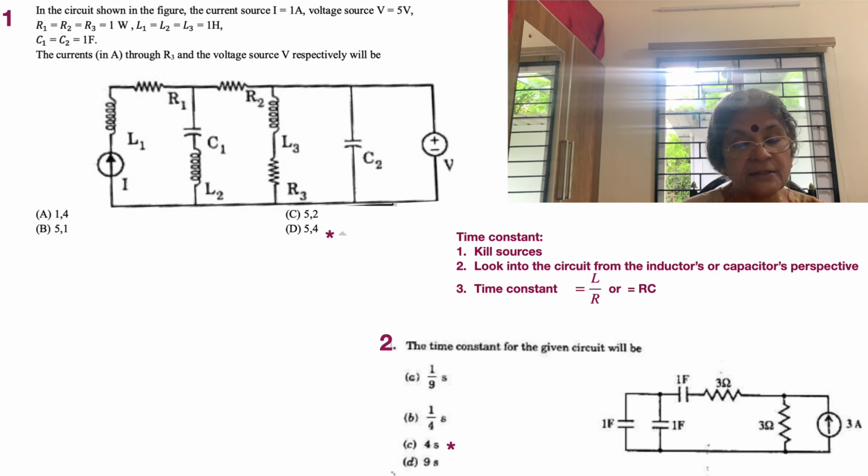Okay, now let's read the problem. The time constant for the given circuit is. So let's start from how we assess time constant. Time constant is the time wherein the inductor or the capacitor is so active that it discharges almost all of its energy within that particular time frame. Okay, that's what is time constant in the practical understanding of it.